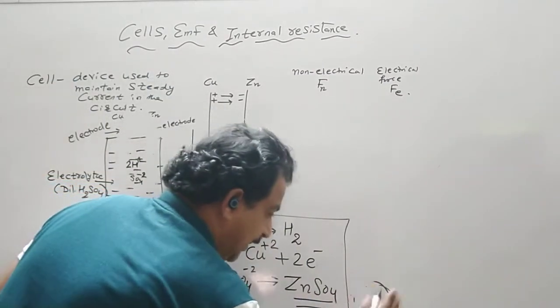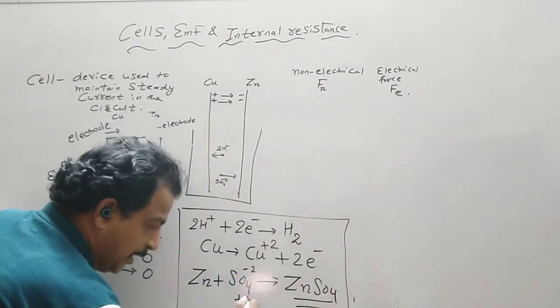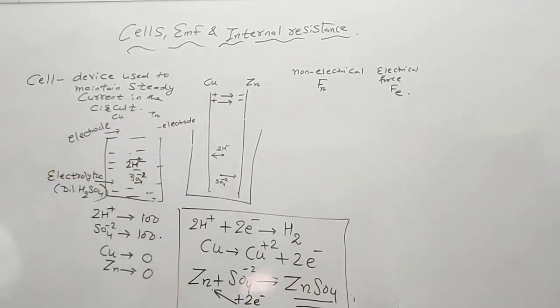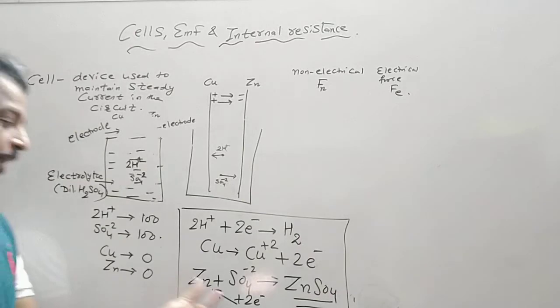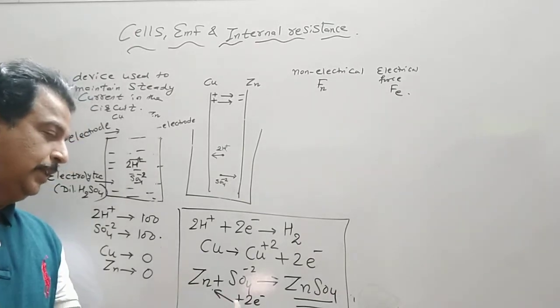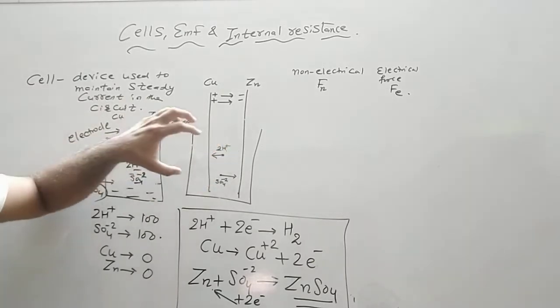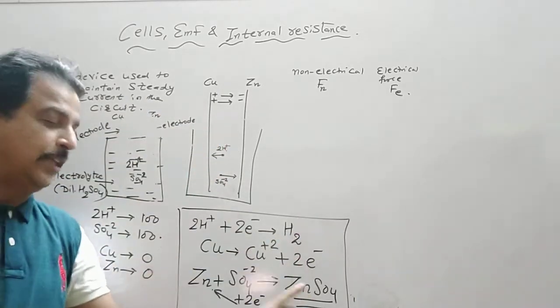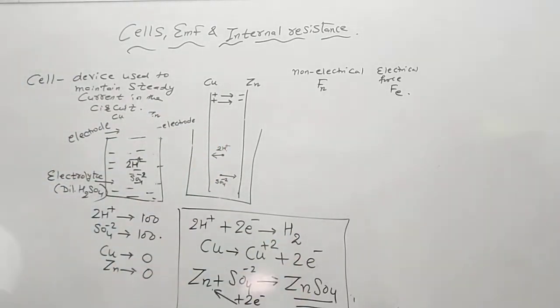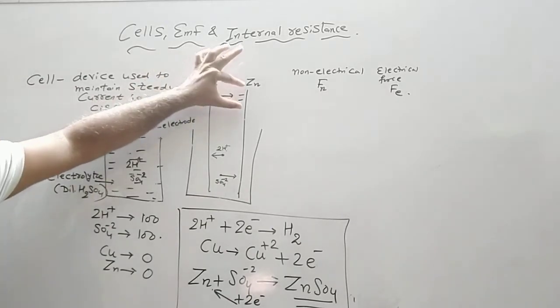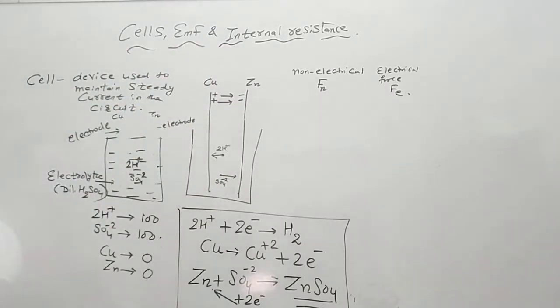So let us say this is plus 2 electrons here. This zinc has gained 2 electrons, so it becomes zinc sulfate. Inside the cell, inside the electrolyte, H2 and zinc sulfate start forming. Now this one cycle is over. If we stop here, 2 plus charge is deposited on copper and 2 negative charges are deposited on zinc.